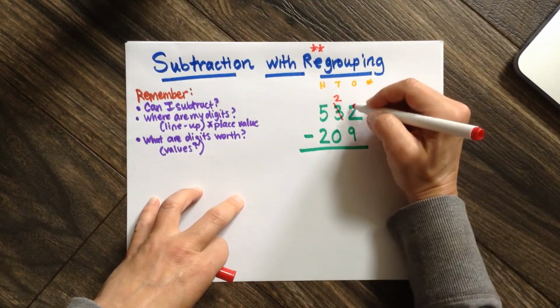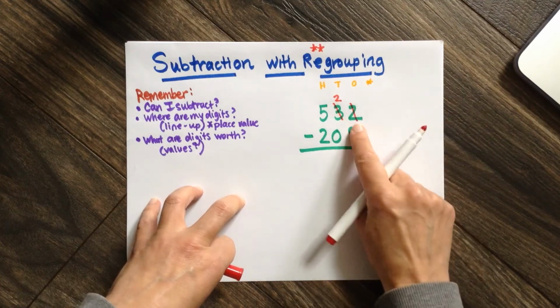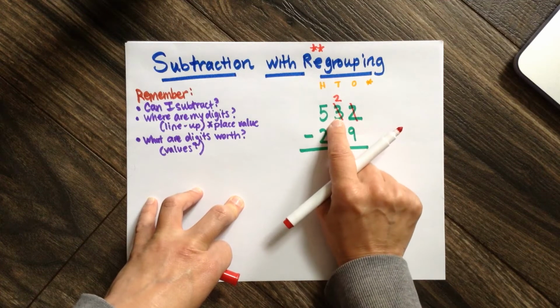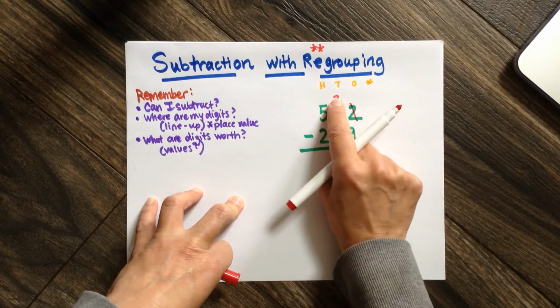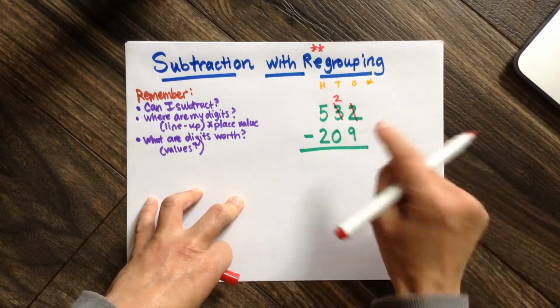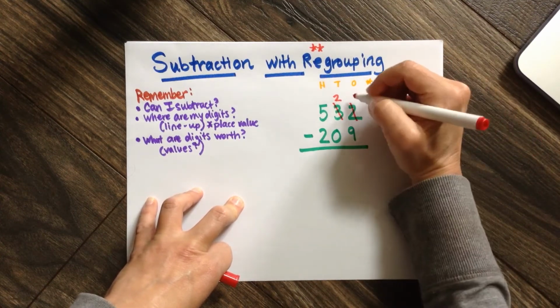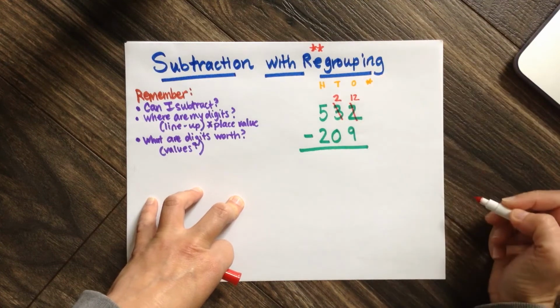I got to give that remaining 10 to something, so I'm going to give it to my ones column. And my 2 here, I'm going to make a 12. And the reason I'm going to make a 12 is because I took away the value of 10 from my tens column. It went from 30 to 20, so I had to do something with that extra 10. So I'm going to put my 10 here in my ones column. So 10 plus 2 gives me now a 12.